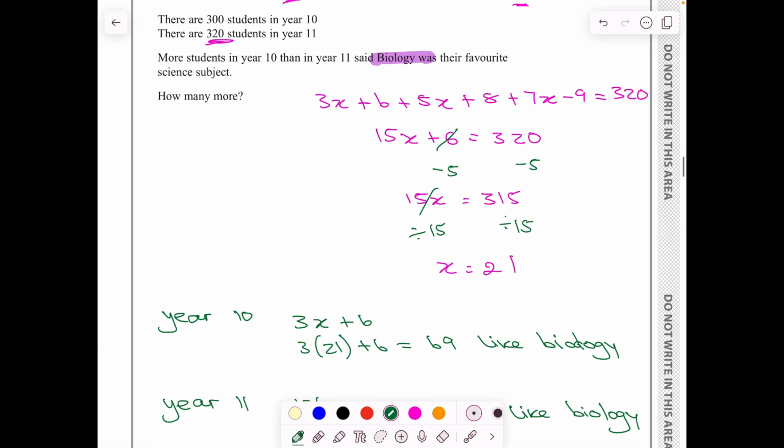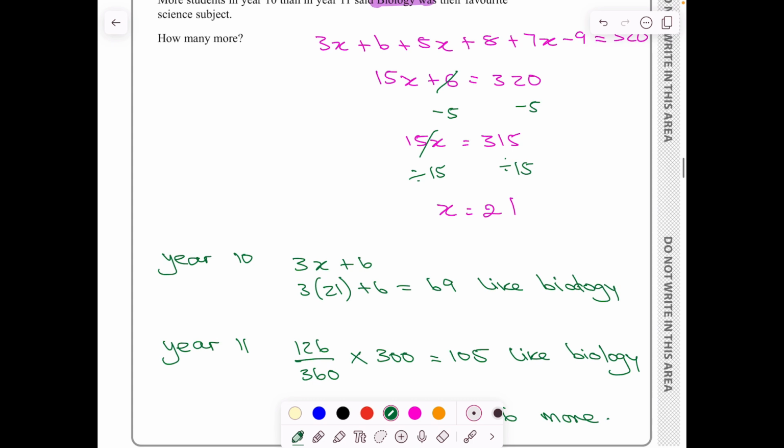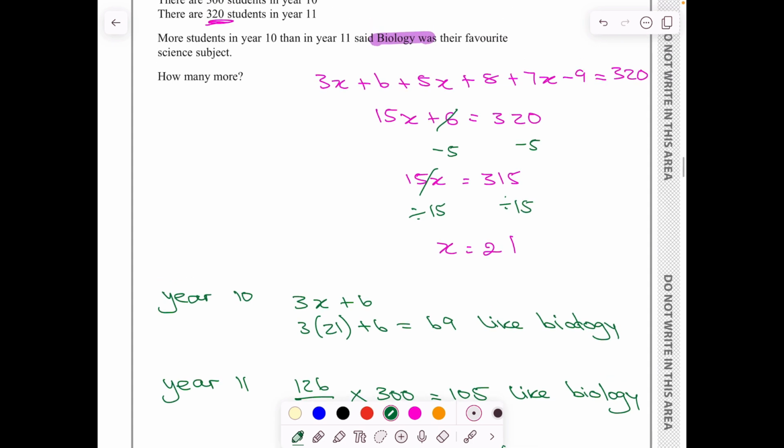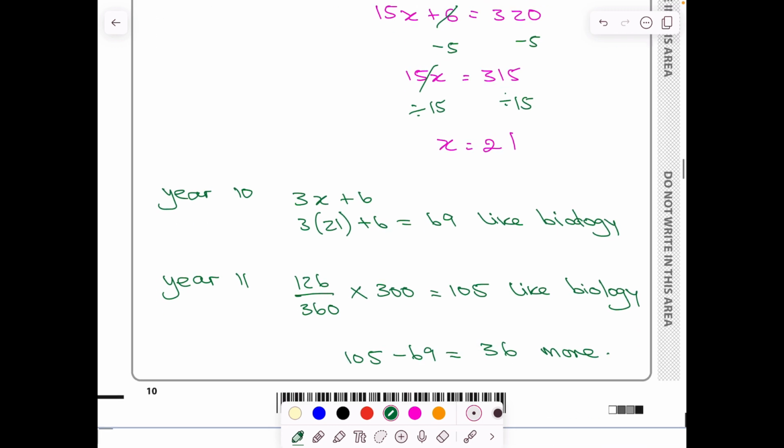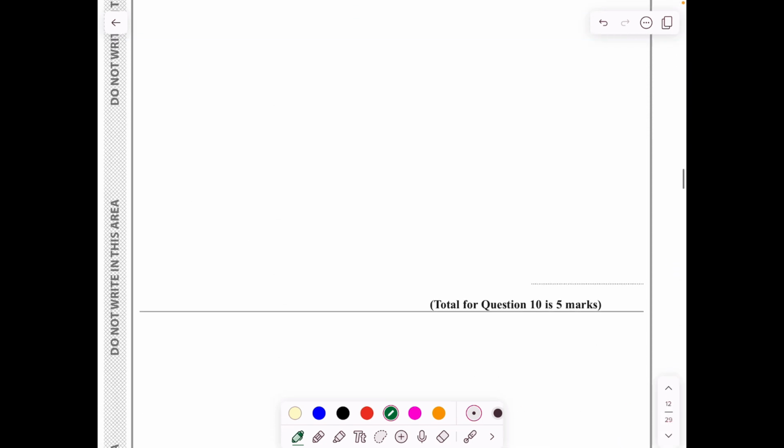But it's asking us how many more. So I need to find the difference. I need to do 105 take away 69, which gives me 36. So 36 more students in year 10 than in year 11 said that biology was their favourite science subject.